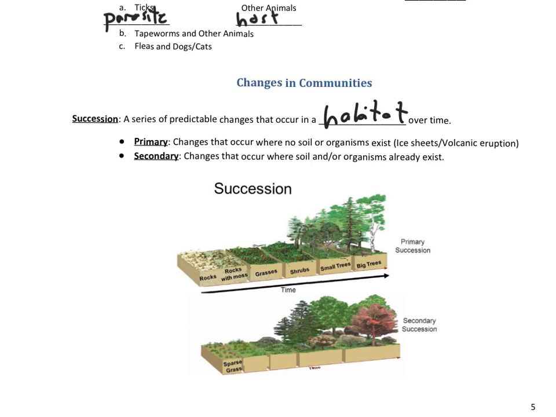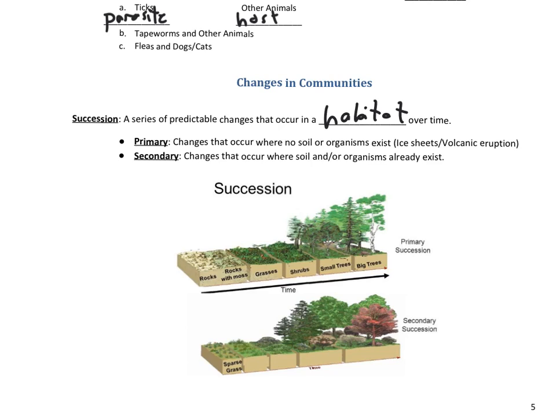Over time, that area that was scraped by the glacier or the area that was covered in lava that cooled to be rock will eventually have soil grow there, and then you'll end up with plants starting to grow there, starting with grasses and then shrubs and then trees, and then you'll have animals start to populate those areas. We call that primary succession.